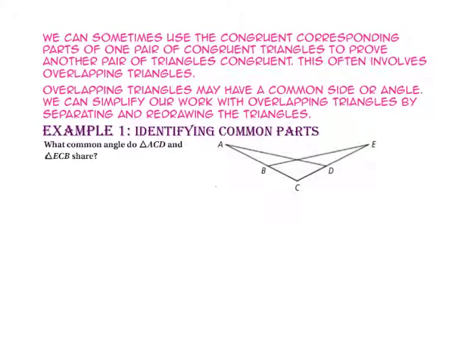In example 1, we will identify common parts. What common angle do triangle ACD and triangle ECB share? I like to look for a common letter in the names of the triangles when I'm looking for common parts. Since C is in both triangle names and it is the only letter that repeats, we know that angle C will be the common angle.